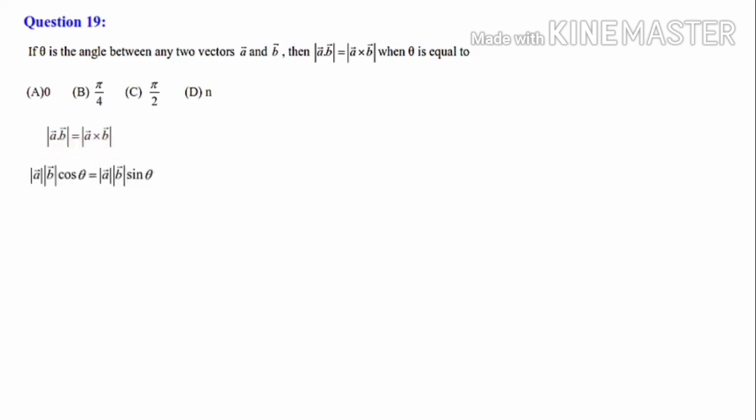Let's substitute the formulas. Modulus of A dot B is modulus of A into modulus of B into cos theta, which is equal to the A cross B formula, modulus of A modulus of B into sin theta. Modulus of A and B are on both sides, so they cancel. That is cos theta equal to sin theta. Taking cos theta to the other side, that is sin theta by cos theta, which is tan theta. On the left side it is 1, so tan theta is equal to 1. For what value of theta is tan theta 1? Theta is 45 degrees, so theta equal to pi by 4. So the correct option is option B.